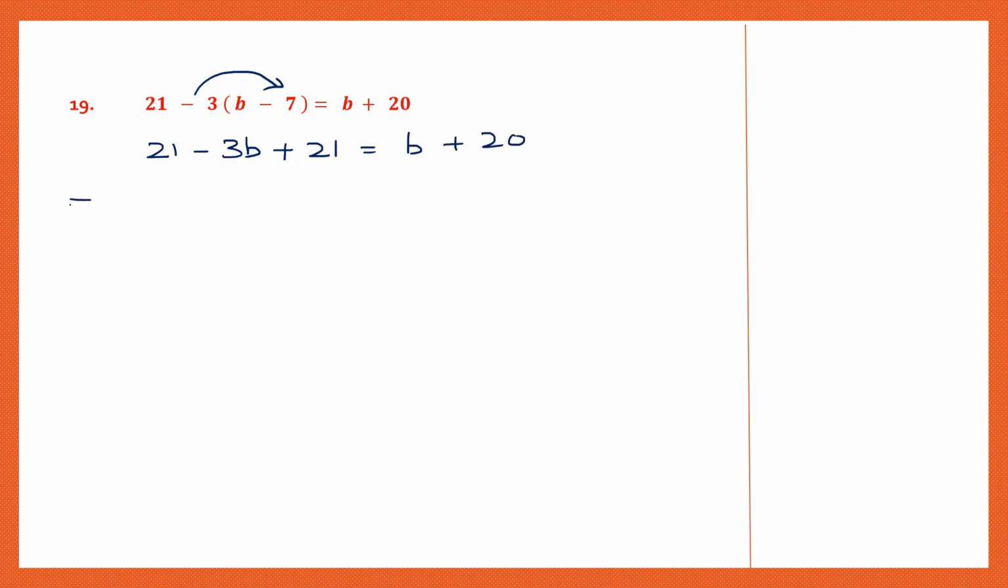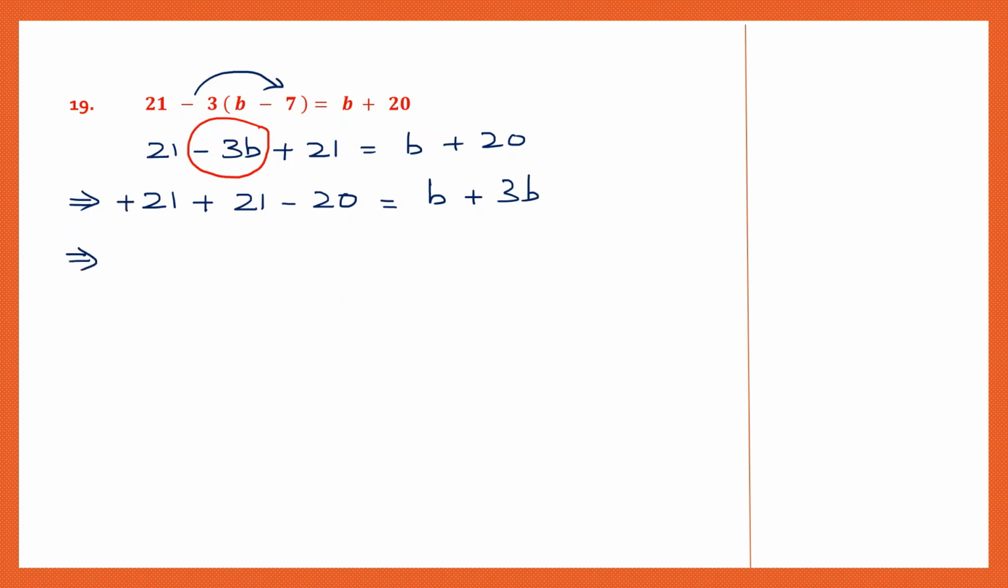So here let's get all the variables to one side and all the constants to the other side. So let's begin with 21. We'll leave it here. Now plus 21 we have. Let's transpose plus 20 from the right hand side to the left. It becomes minus 20. Now what do we have on the right hand side? On the right hand side we already have b, and we are now going to transpose the other b, which is on the left hand side, that is minus 3b, to the right hand side. It becomes plus 3b.